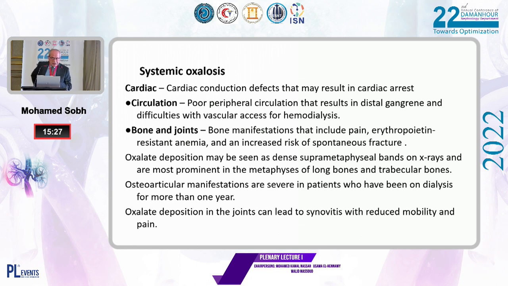If we give more detail about systemic oxalosis: cardiac conduction defect that may result in cardiac arrest sometimes; poor peripheral circulation that results in distant gangrene and difficulties with vascular access for hemodialysis; and bone manifestations that include bone pain, erythropoietin resistance, anemia, and an increased risk of spontaneous fracture due to deposition of oxalate.